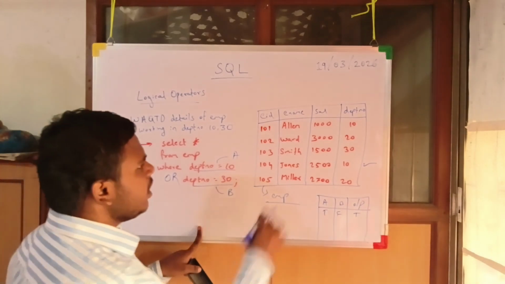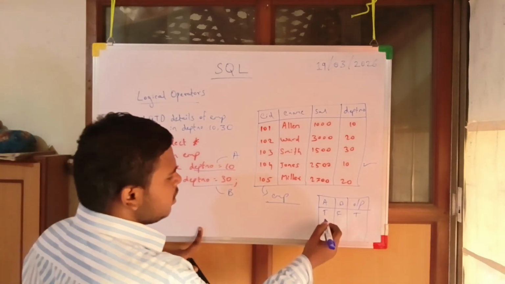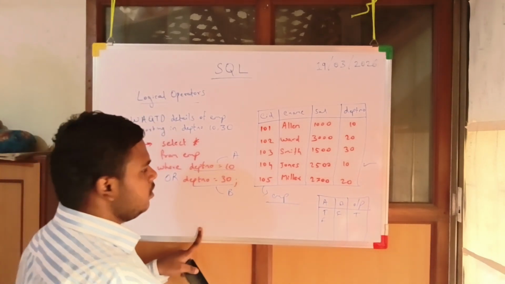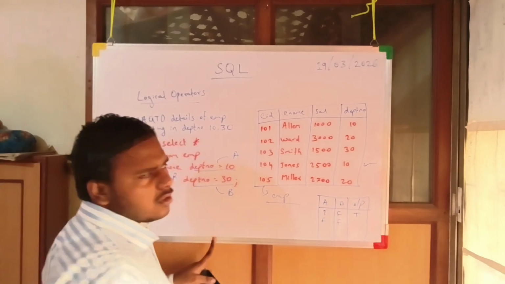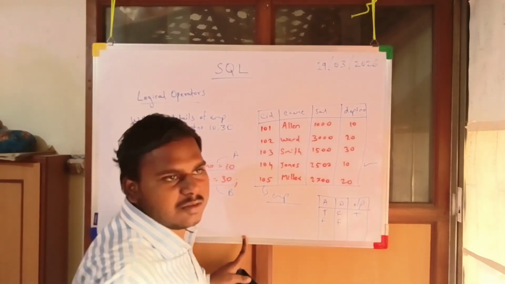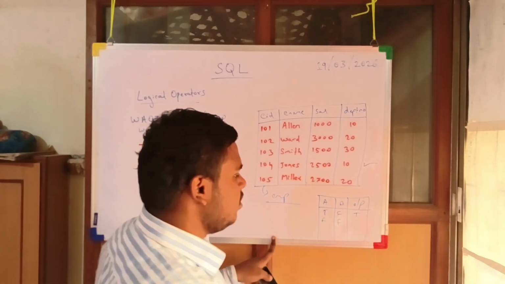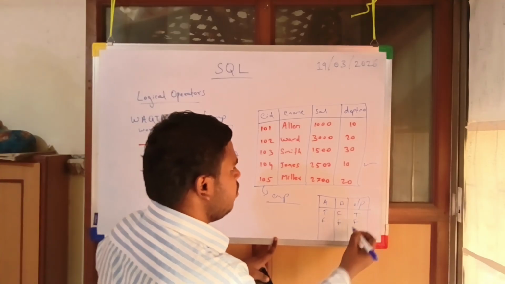Similarly, we check the second record. First condition is false, 20 is not matching with 10. 20 is not matching with 30. Both are not matching, then you will not purchase the ice cream. Both flavors are not there. So similarly here, it will not select that record.